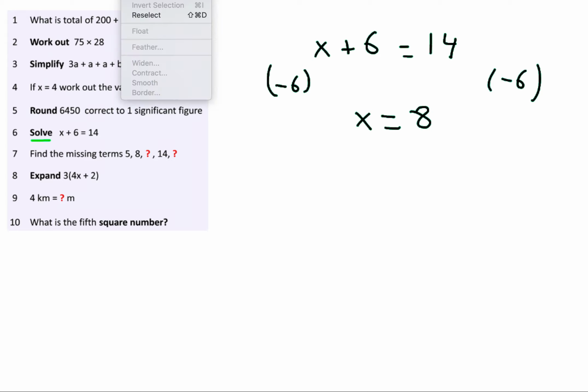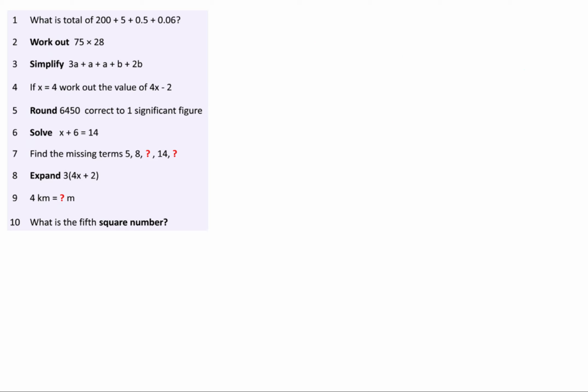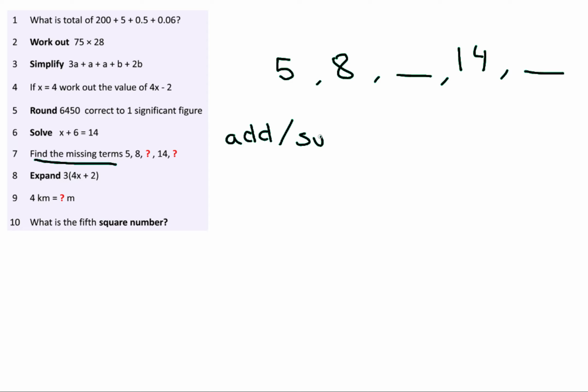Now, question number 7. It says, find the missing terms. So we've got here one term and here the other term. Okay, first of all, let's write down the sequence: 5, 8, one number that we don't know, 14, and one number that we don't know. Okay, that one is a linear sequence. So if we've got a linear sequence, we have to add or subtract the same amount. In this case, we have to add the same amount.